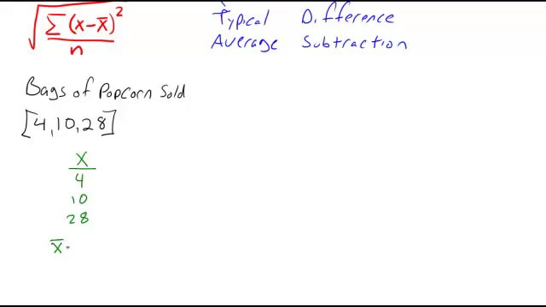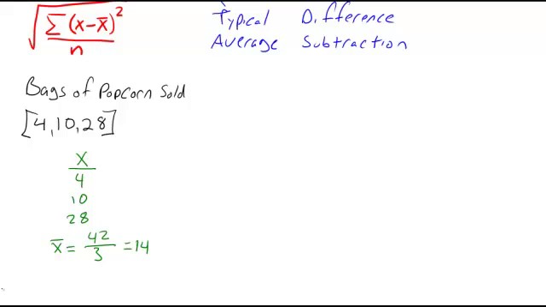So x bar equals, alright, 4 plus 10 plus 28 equals 42, divided by 3 pieces of data. 42 divided by 3 gives me 14. So my x bar equals 14.